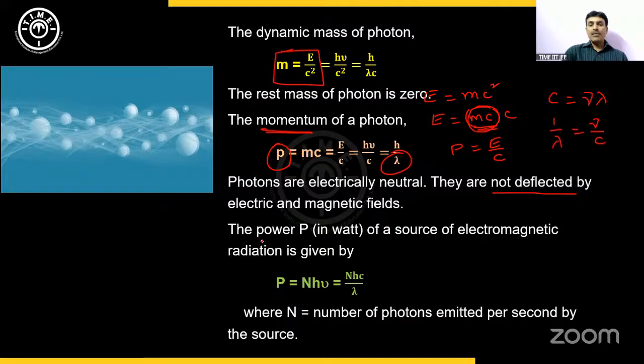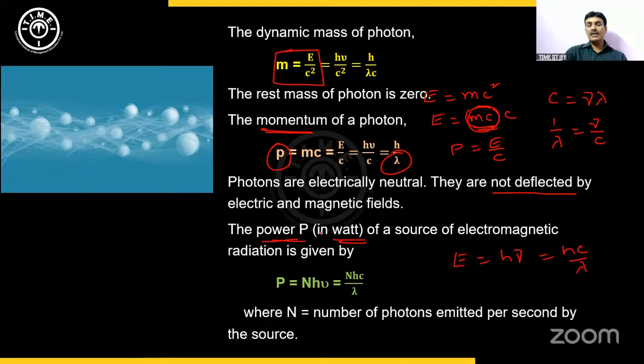Now, the power of a source of electromagnetic radiation. What is power? It is energy per unit time. So the power is given by N times h nu, as E is equal to h nu or hc by lambda. When there are N photons emitted per second, that capital N is the number of photons emitted per second, then N h nu would become power, because it is energy per second. Energy per unit time is nothing but the power, expressed in watt.